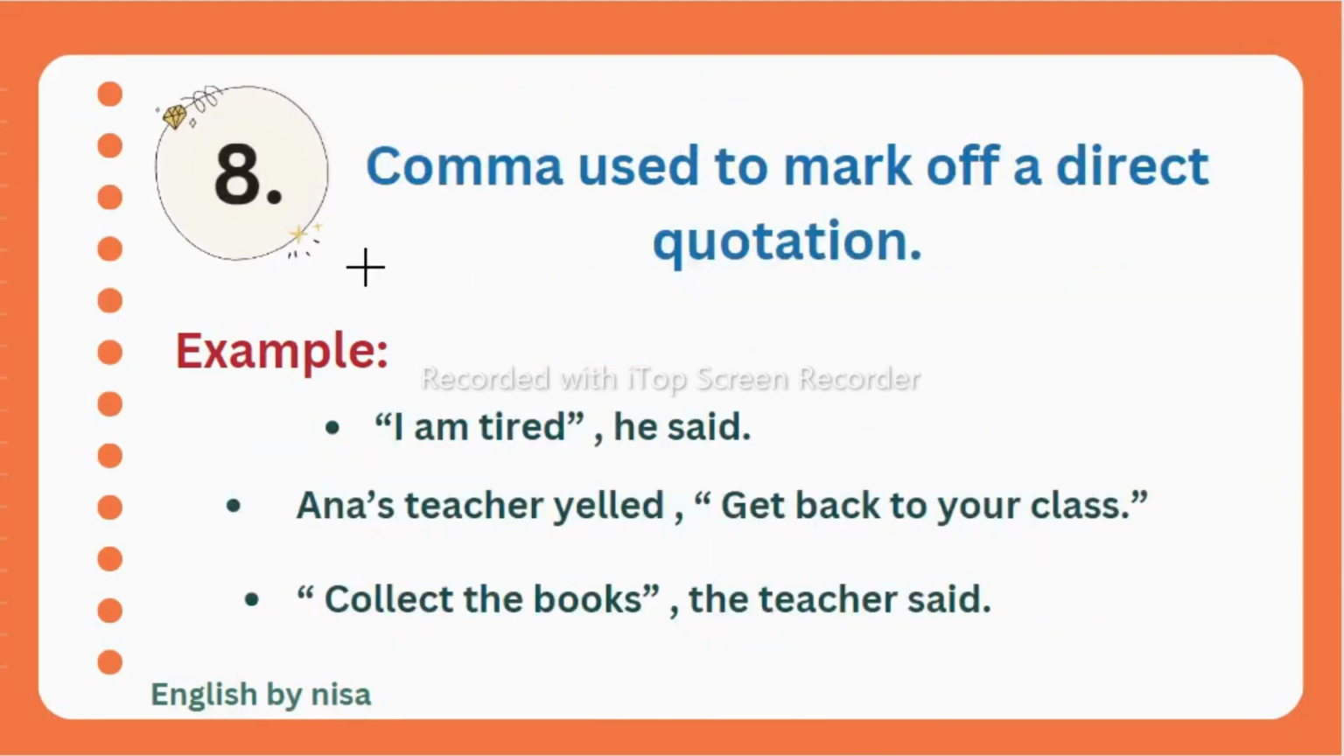Now in this rule, a comma is used to mark off a direct quotation. So if you are reporting direct speech, the exact words of the speaker, then you have to separate this statement from the rest of the sentence with a comma. I am tired. Then after this statement you have to put a comma, he said. Or Anna's teacher yelled, get back to your classes. So here you have to separate these two parts of the sentence, these clauses, with the help of a comma. Collect the books, comma, the teacher said.